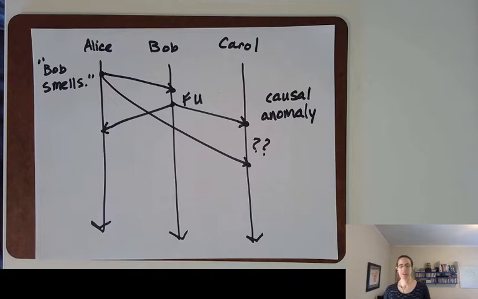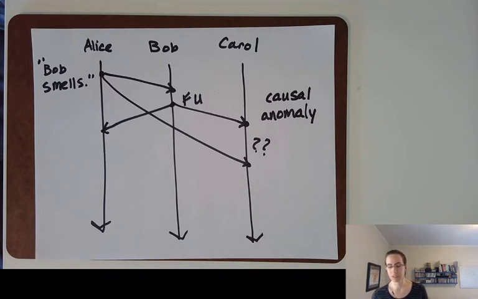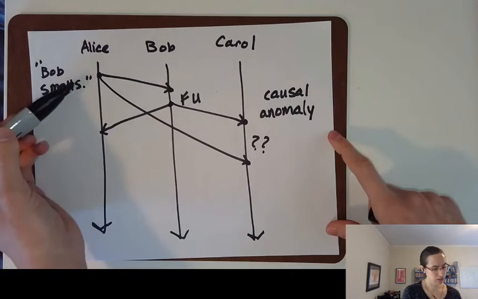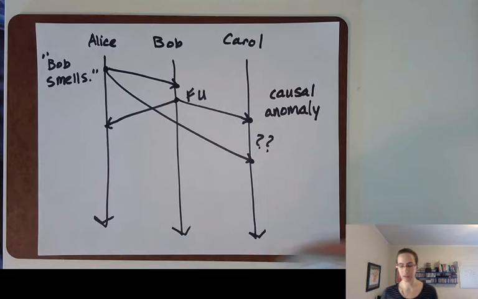So generally speaking, anomalies are things that make you go, huh, like Carol is in this example. So we're going to talk about how we can use the concept of happens before to rule out such anomalies. So if you look at what went on here, you can see that this Bob smells message kind of took a while to get to Carol. Why? Why did it take so long to get to Carol?